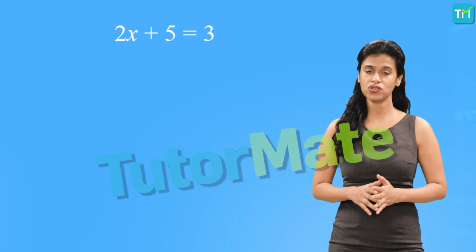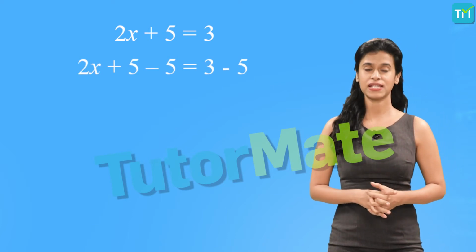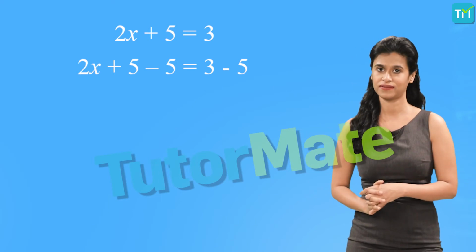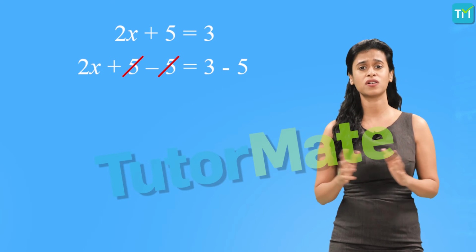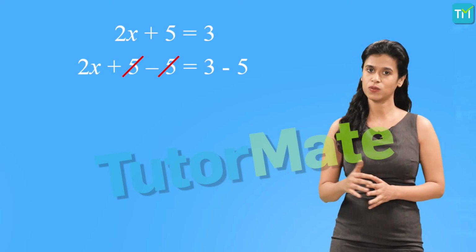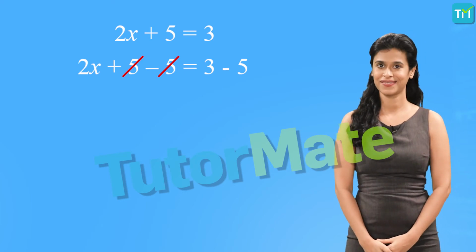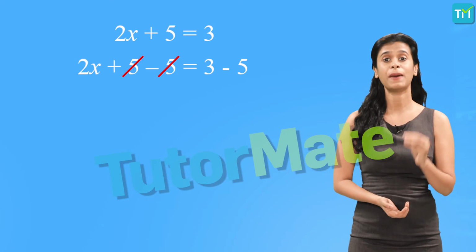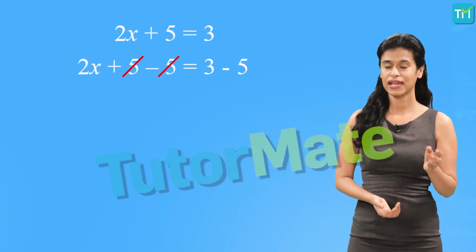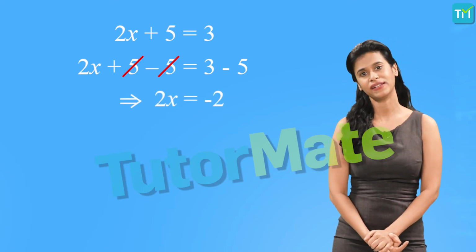We can subtract 5 from both the sides of the equation to get 2x plus 5 minus 5 is equal to 3 minus 5. Now plus 5 and minus 5 cancel out because 5 minus 5 is equal to 0 and only 2x remains on the LHS. At the same time, 3 minus 5 gives minus 2 on the RHS, and so we get the equation as 2x is equal to minus 2.